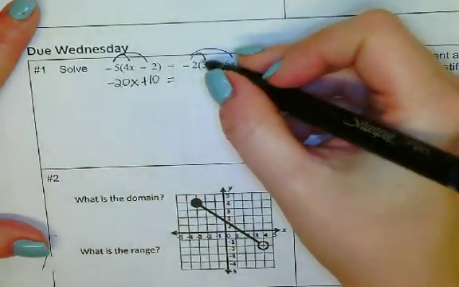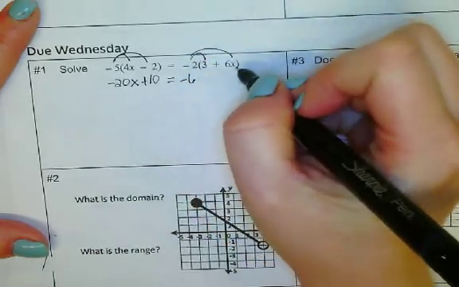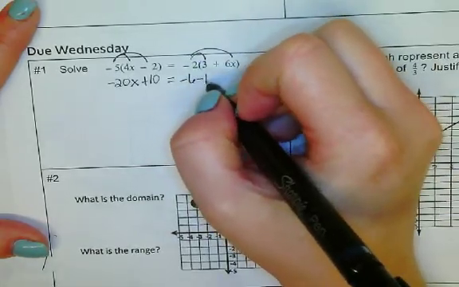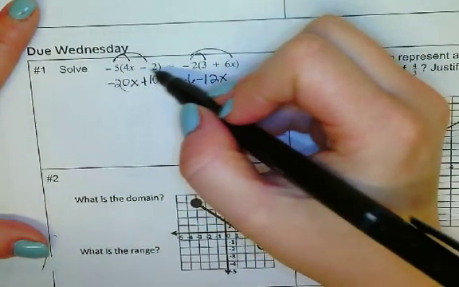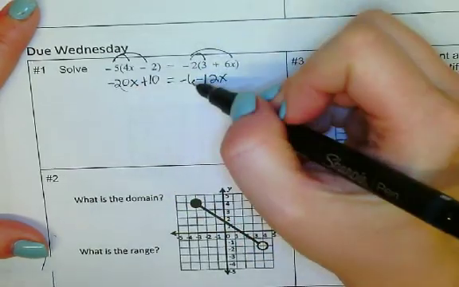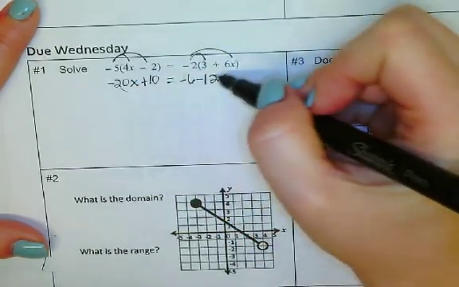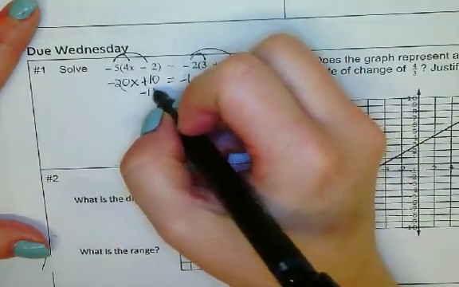Distribute on the other side as well, because there's a set of parentheses. Negative 2 times 3, negative 6. Negative 2 times 6, negative 12x. There's nothing to combine here on the left-hand side because this has an x and this is just a constant. This is also a constant and this has an x. So we can go ahead and start doing inverse operations.